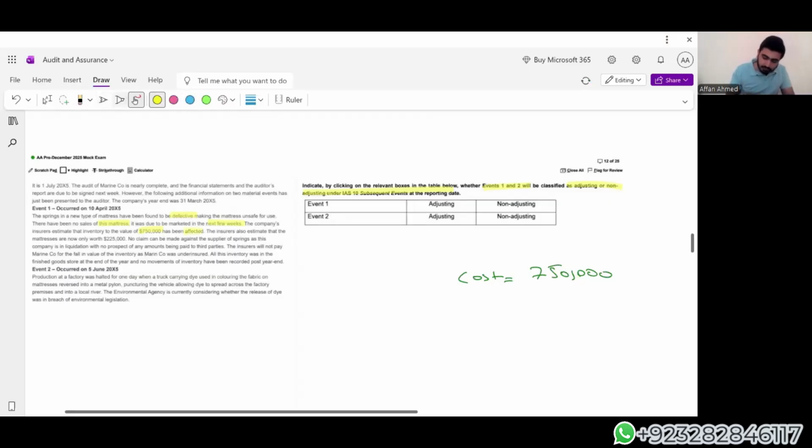The insurer has estimated that the mattresses are now only worth 225,000. That means there is a substantial decrease in the value. So the NRV, we can say, is 225,000 now. So the fall in the value is approximately 525,000.